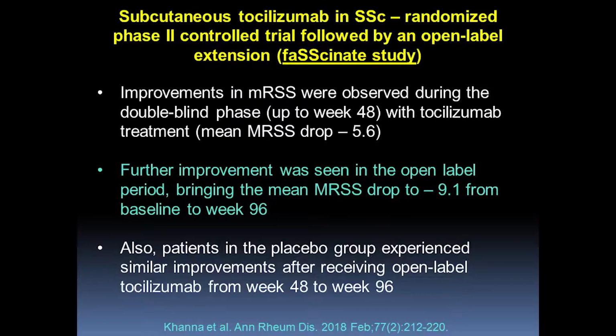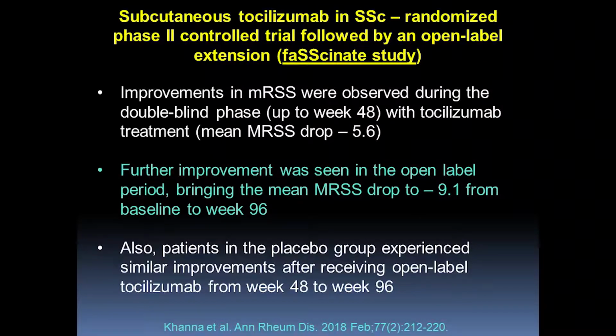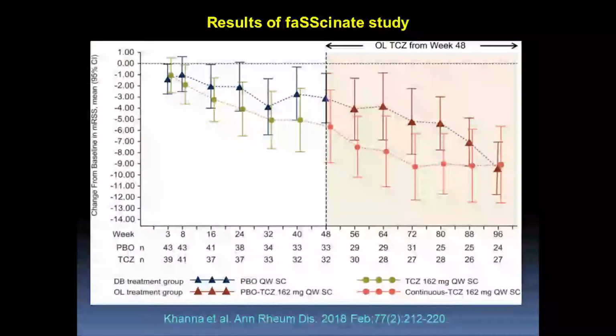Improvement in MRSS was observed during the double-blind phase, which is up to week 48. I'm going to show the graphs in the next slide. And then there was an open-label extension. The initial drop in the skin score in the double-blind phase was minus 5.6 compared to the control arm, and that went down to minus 9.1. So this significantly improved skin scores in patients receiving the drug versus placebo. Patients in the placebo group experienced similar improvement after the open-label extension started because they were also getting the drug.